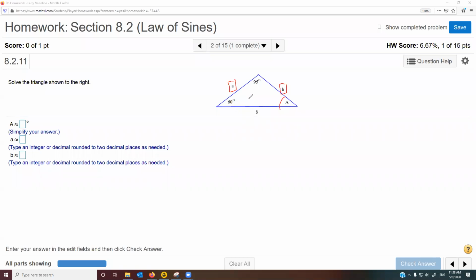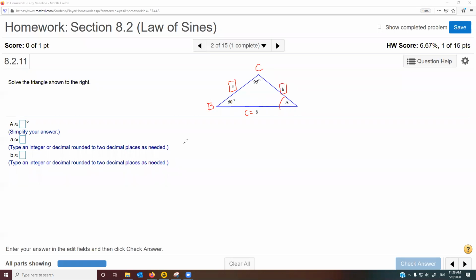Now, it's always a good idea to label the triangle to begin with, sides A, B, and C. So I'm going to call this bottom leg side C. And then I label the angles using the same capital letters opposite the sides. So if the bottom leg is side C, I'm going to label this angle A, and that means I'm going to label this angle as angle B.